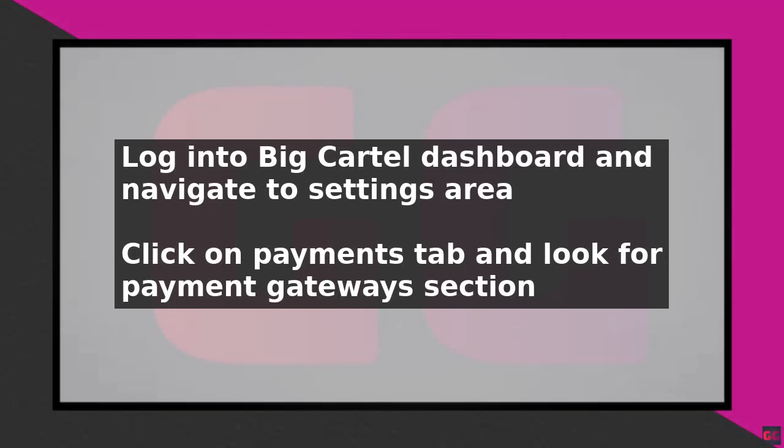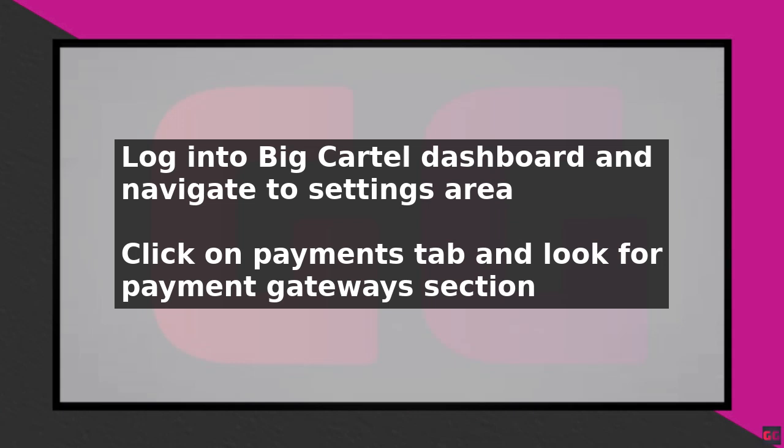To add Afterpay to Big Cartel, start by logging into your Big Cartel dashboard and navigating to the Settings area. Click on the Payments tab and look for the Payment Gateways section. In this section, you will see a list of available payment gateways, including Afterpay. Click on the Afterpay option and you will be prompted to enter your Afterpay merchant ID and secret key.